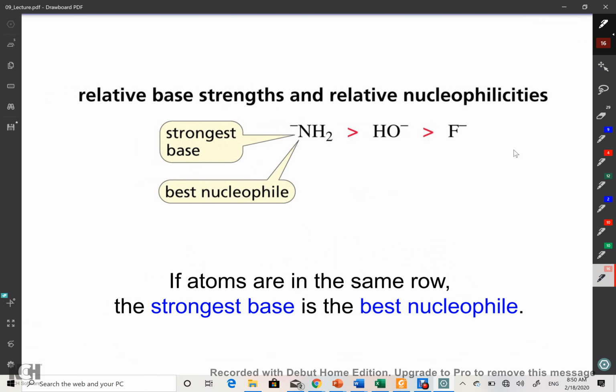So when you compare atoms in the same row of the periodic table, the stronger base is the best nucleophile. Okay? The strongest base is the best nucleophile. So in this case, we are comparing the nitrogen, the oxygen, and the fluorine. This is my strongest base. That is my strongest base. And so that will be my strongest nucleophile. That will be my best nucleophile. Remember that the job of the nucleophile is to replace the leaving group. Okay? So that will be my best nucleophile.